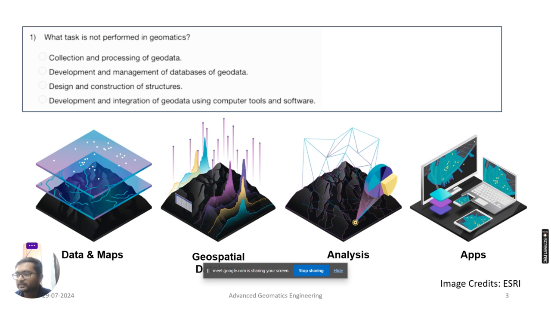So geo means earth and matics means the measurements. So we are collecting the data or measuring the earth's surface, and then after that we are processing those geodata sets. So the first answer is right. Then we have development and management of database of geodata.